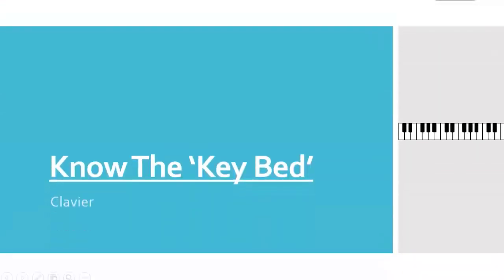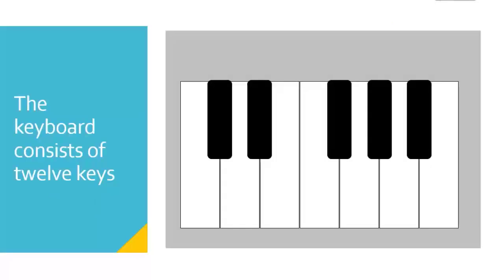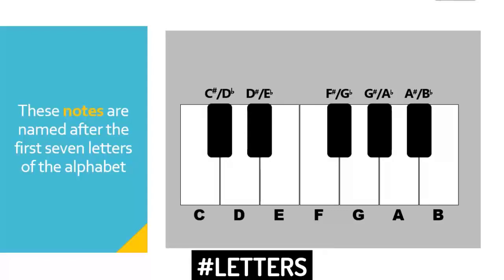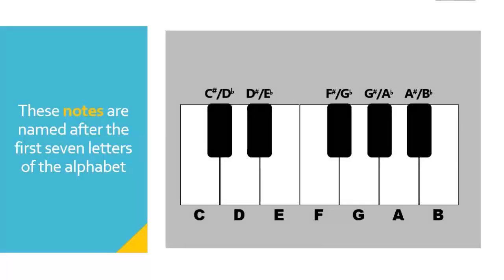The first thing that we are going to learn today is knowing the keybed or the clavier, that is the arrangement of the piano. The keyboard or the keybed, or however you may like to call it, consists of 12 keys. These 12 keys are divided into two. There are 7 that are white and 5 that are black. And all these notes are named after the first 7 notes of the alphabet, that is A to G. But in the arrangement of the keyboard, especially the small portable keyboard, the first key is the key C. So understanding it is easier.